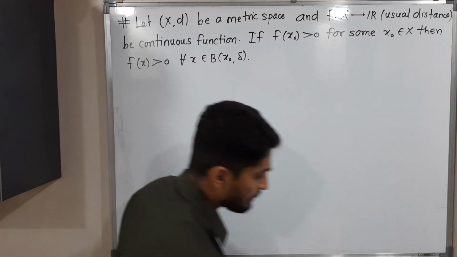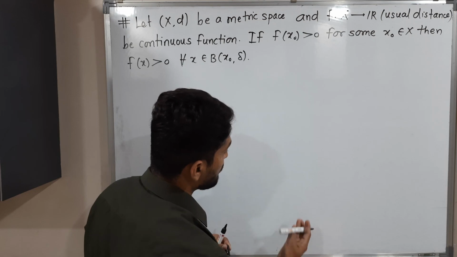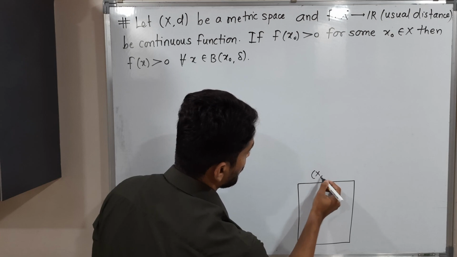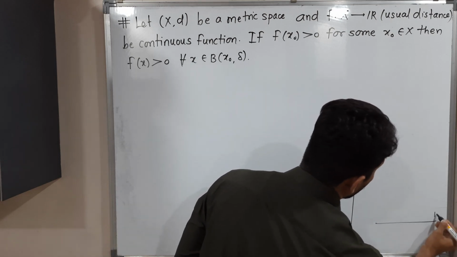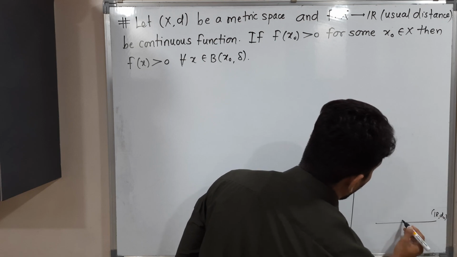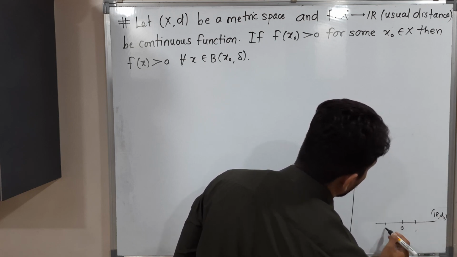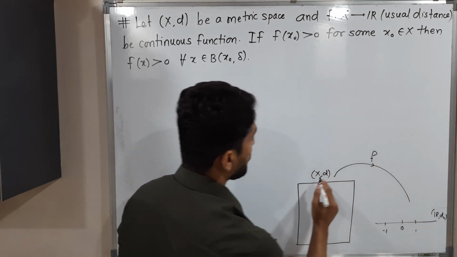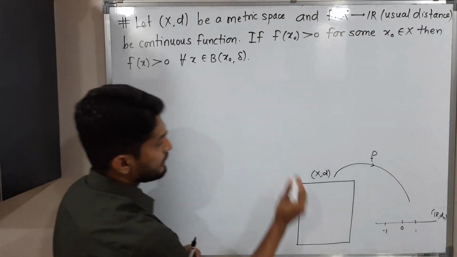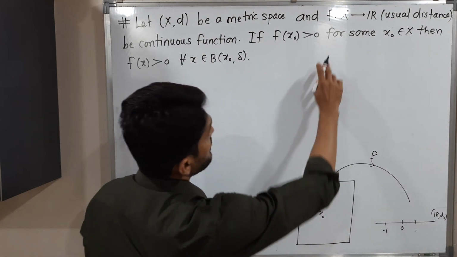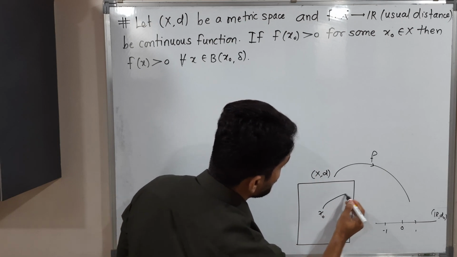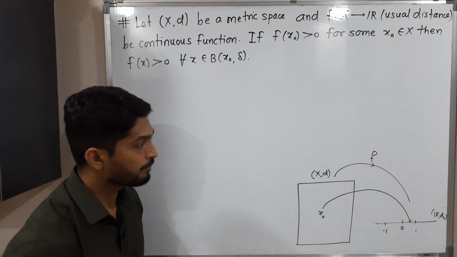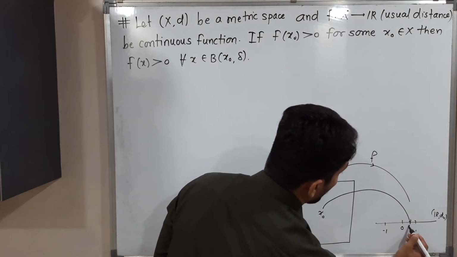Let me draw the diagram so the picture will be clear to us. We have a metric space (X, d), and a second metric space R with the usual distance. In the middle we have 0, 1, minus 1, like that. We have a function f from X to R. For some point x naught, its image is positive, so it can be here, on the right hand side of 0, and this is f of x naught.